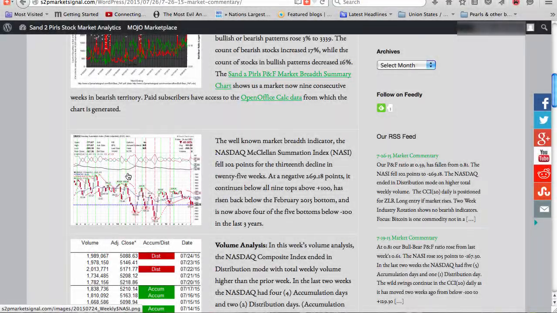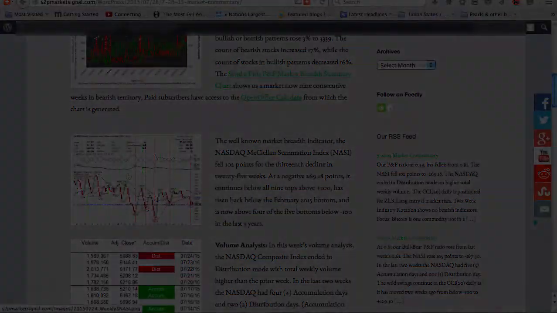The well-known market breadth indicator, the Nasdaq-McClelland Summation Index, fell 102 points for the 13th decline in 25 weeks, at a negative 269.18 points. It continues below all nine tops above plus 100, has risen back below the February 2015 bottom, and is now above four of the five bottoms below minus 100 in the last 3 years.